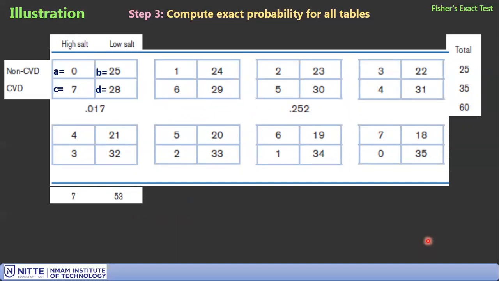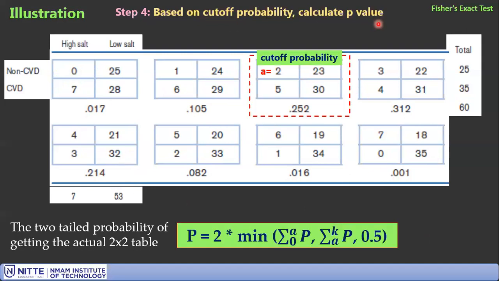It is 0.017 for P of 0, and likewise you have got other values, right? You can compute them. They are all values in between 0 and 1. So we have computed the exact probability for all tables. What next? Based on the cutoff probability, calculate the p value. That is, the test statistic p we have to calculate based on the cutoff probability.